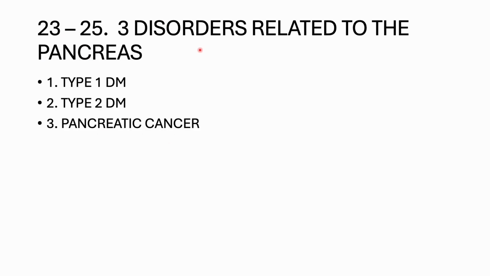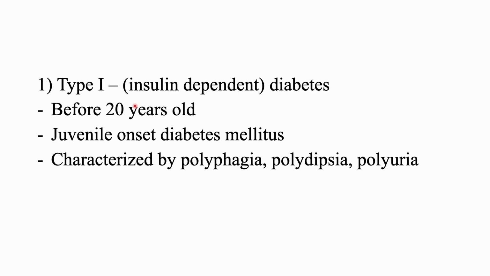So the three disorders related to the pancreas, we have type 1 diabetes mellitus, type 2 diabetes mellitus, and pancreatic cancer. For type 1, it's also known as insulin-dependent diabetes. It usually happens to affected individuals before 20 years old. Juvenile onset diabetes mellitus, and it's characterized by polyphagia, polydipsia, and polyuria.